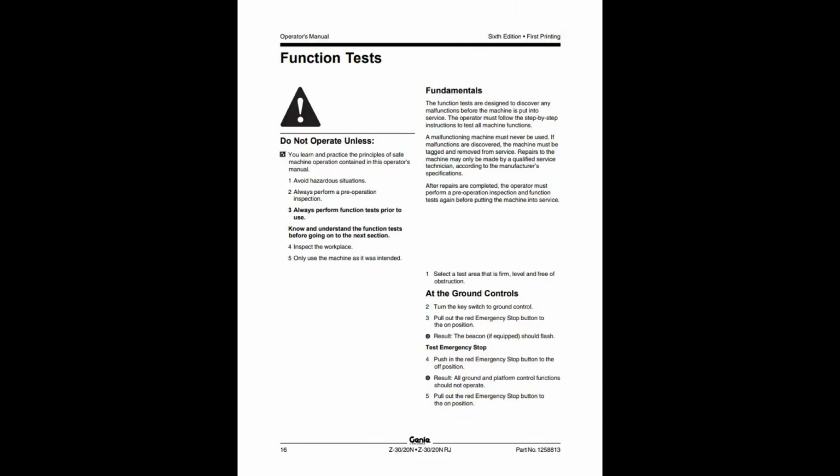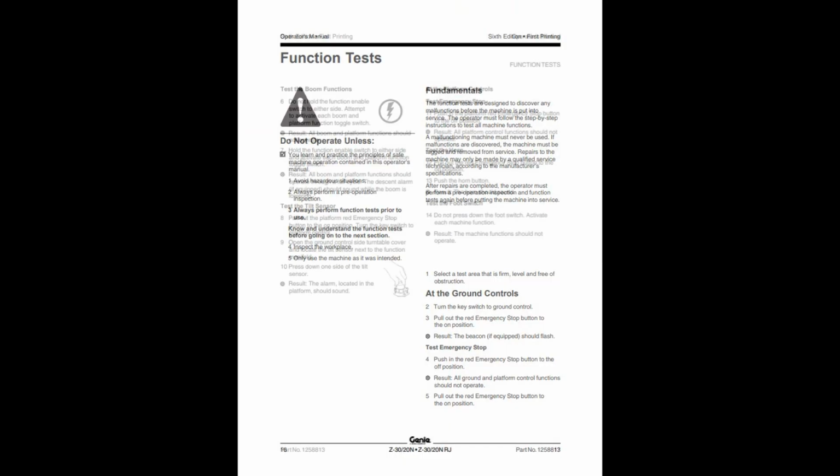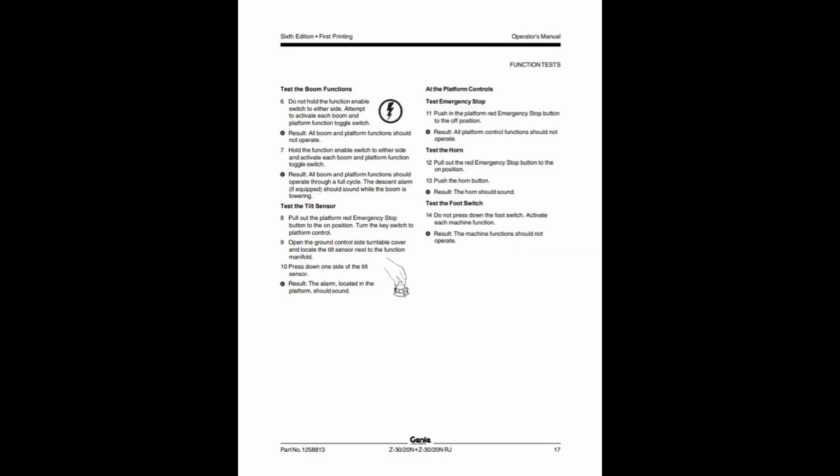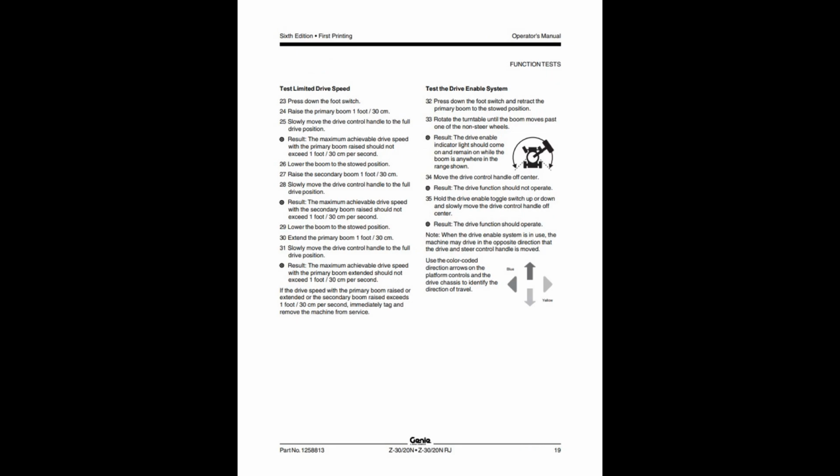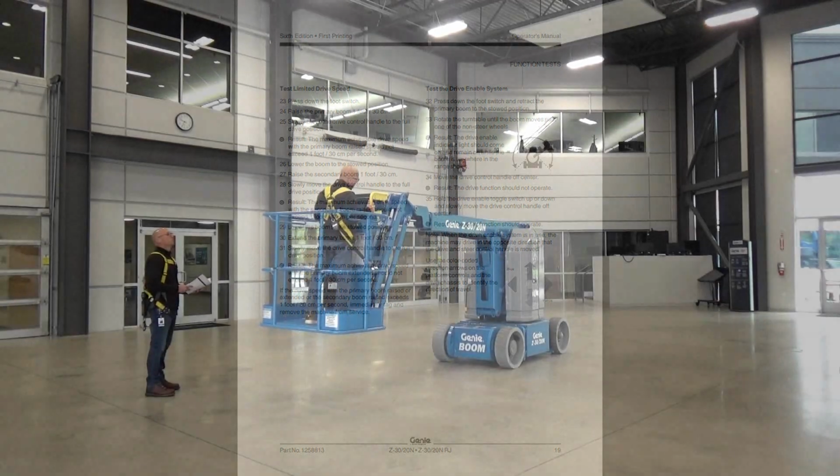Some functions that require testing at the ground controls include the emergency stop button, the function enable button and boom and platform functions, the tilt sensor, and the emergency lowering system. At the platform controls, the functions that require testing include the emergency stop button, the horn, the foot switch, machine functions, the steering system, drive and braking, limited drive speed, and the drive enable system.